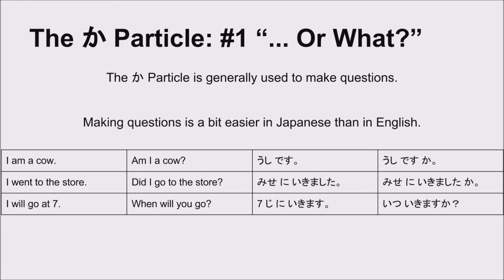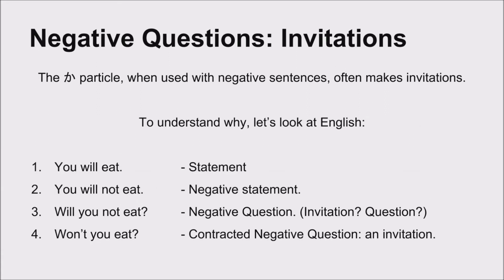If you just ask it like a question, it can be a question even without the ka particle. Here we have negative questions, which translates to invitations. This could possibly be its own grammar lesson, but I figured I might as well just throw it in here. You already know how to make negative sentences, but when you turn a negative sentence into a question by using ka, it will, not always, but frequently, become an invitation.